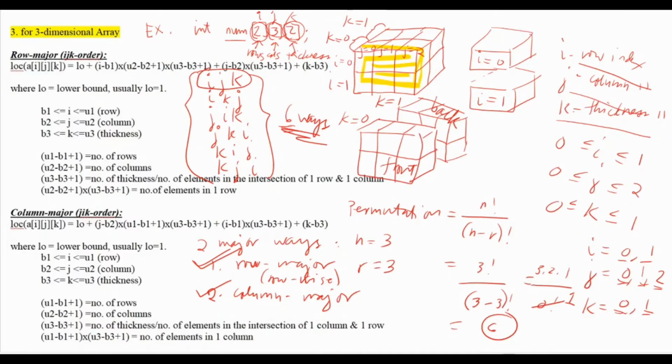Row major is IJK order, and we also call this the row-wise order. For the column major, obviously, it would start with J, right? So it would be JIK, not JKI. JIK order, or column major order. This is the column-wise order. Now, we will discuss only these 2 ways, the row major and the column major. How do you arrange 3D array elements in row major order?